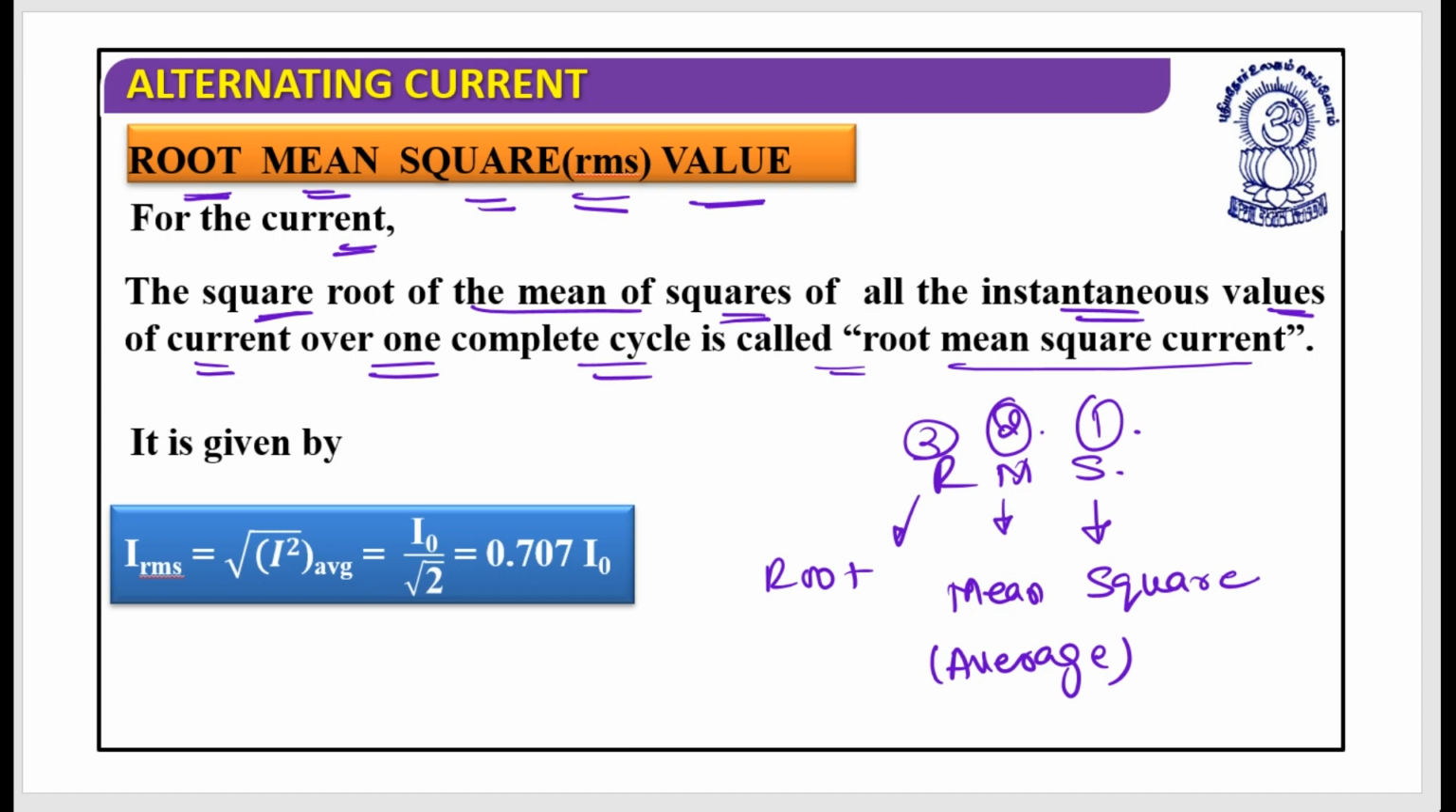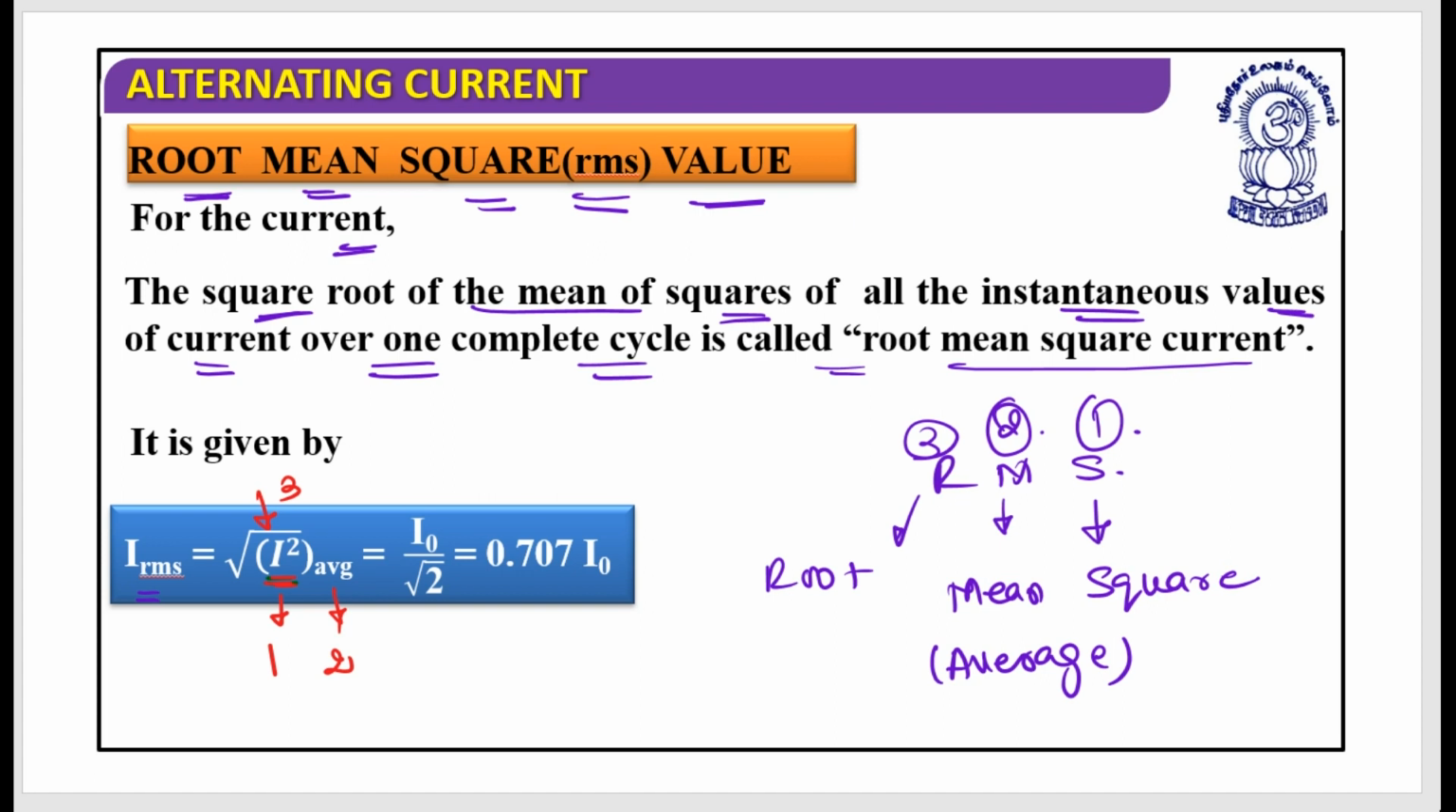This IRMS could be written as, look at this. This task has been done first. It's an I square. Yes, this is I square. This has been performed first. Then I have taken the average, and third I have taken the root. First, second, and third.